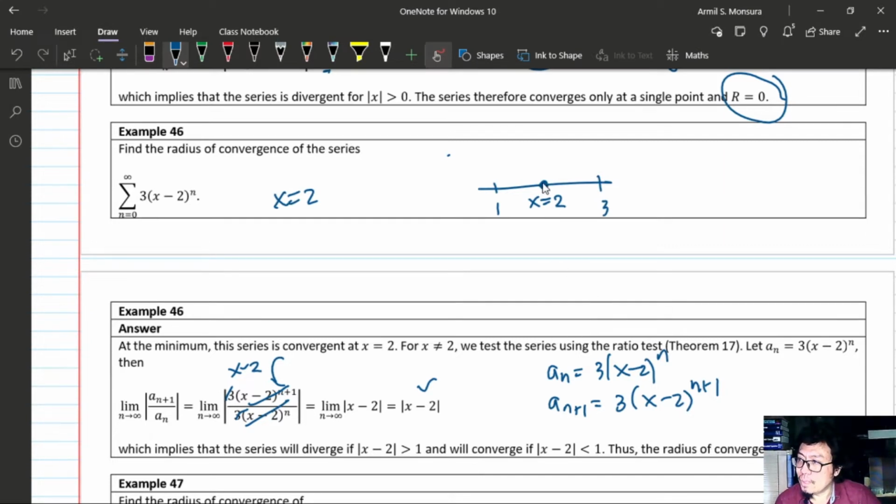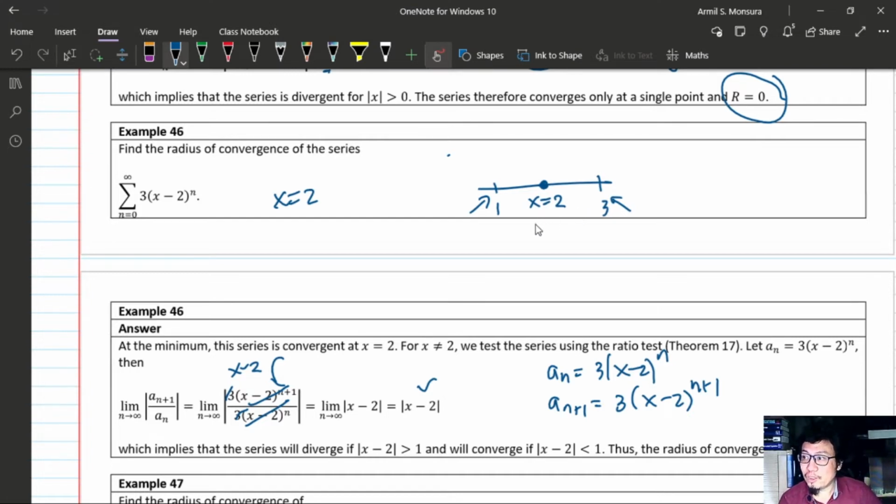So here we don't really know if this endpoint x equals 1 and this endpoint x equals 3 are included. That's another matter that we will have to talk about in a later section. But in this case, what we're sure of is that in between 1 and 3, your series would converge.